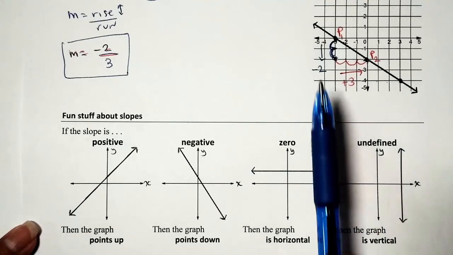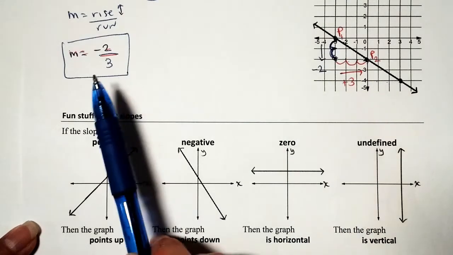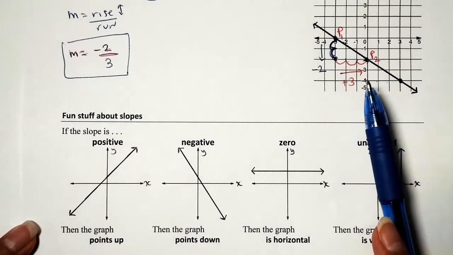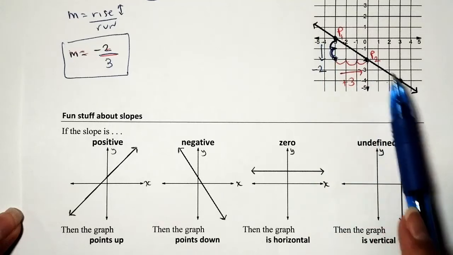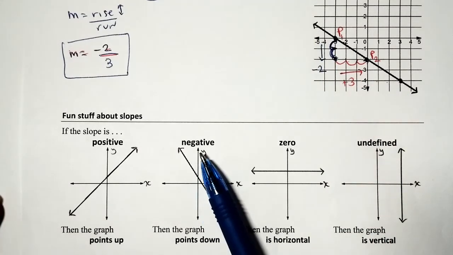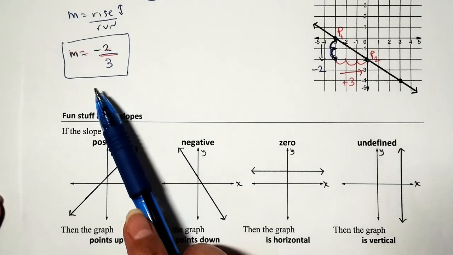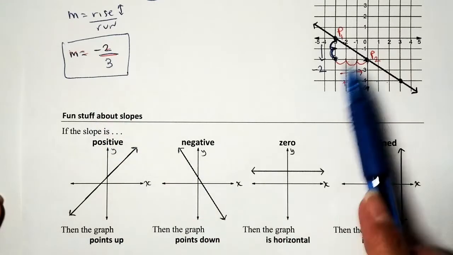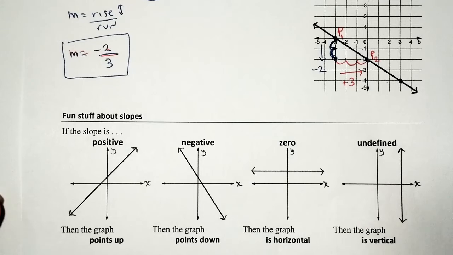Fantastic. Now, looking at our graph, is our answer reasonable? Is our line going up? Is it going down? Is it horizontal? Is it vertical? We have a line that's pointing down. So if the line is pointing down, then the slope should be negative. Is our slope negative? Yeah, so we totally nailed it. Unless we miscounted. Fantastic.